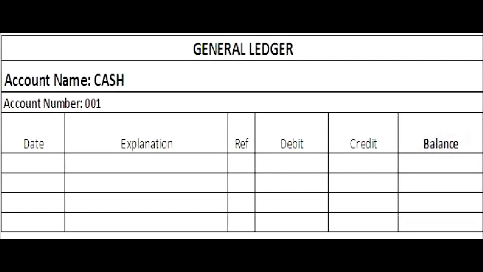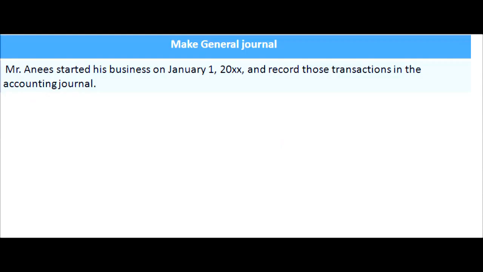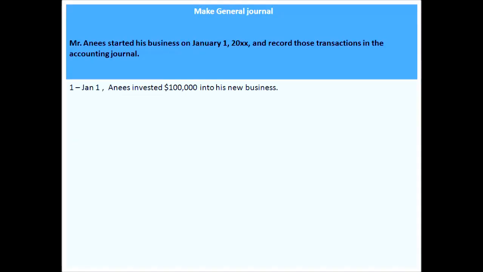Let's see an example. Mr. Anise started his business on January 1st, 20XX, and we record those transactions in the accounting journal. On 1st of January, Anise invested $100,000 into his new business. We will put the date in the date column. For convenience, include the year and month only at the top of each page and next to each month's first entry. We mention the debit side first.